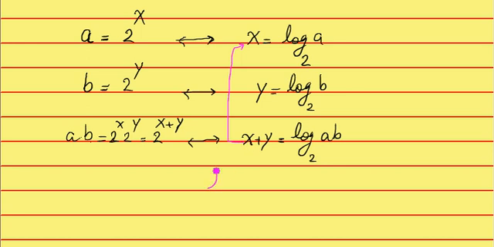So let me write that. Logarithm of a in base 2. That is x. How about y? Here's y. Y itself was logarithm of b in base 2. And then you're adding these. We are saying that is equal to the logarithm of a times b in base 2.